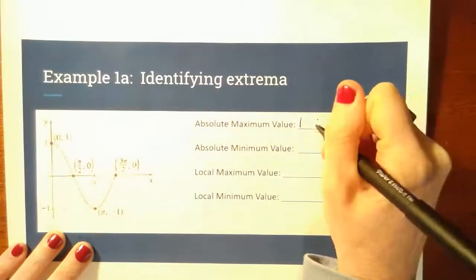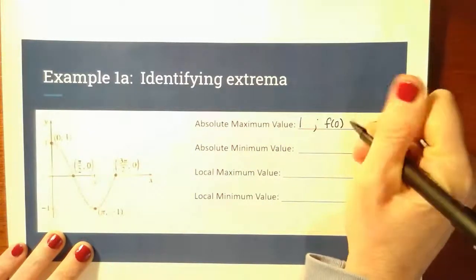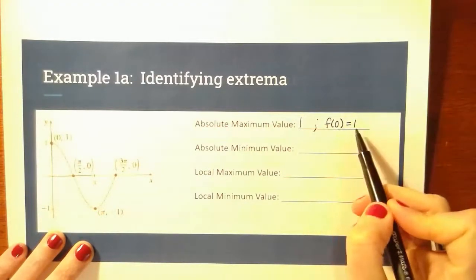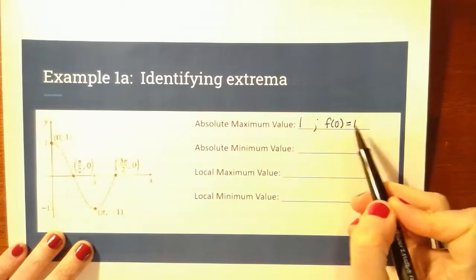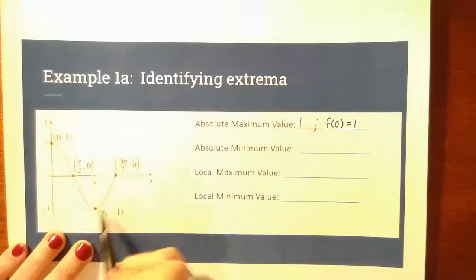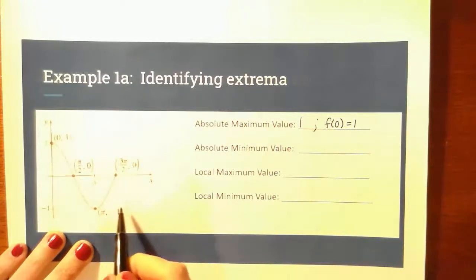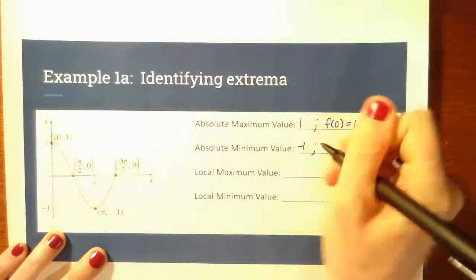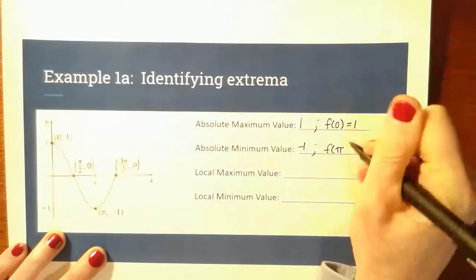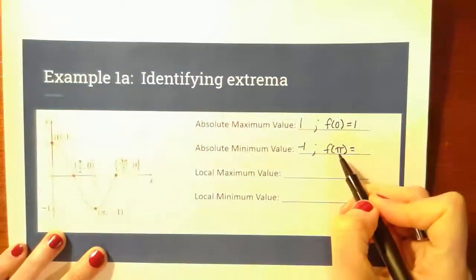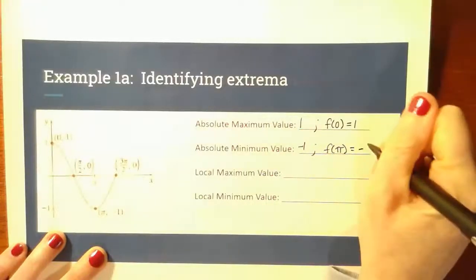or I can say f of 0 equals 1. And this will tell me when it's occurring and what it actually is. So this occurred when x was 0, y was 1. My absolute minimum value when I'm looking at this curve, the lowest point altogether, is occurring right here at this value of pi, negative 1. So my absolute minimum value would be the y-coordinate there, negative 1. And again, if I want to use function notation to show when it's happening, I can say it's happening at pi, and at pi, the function value is negative 1.